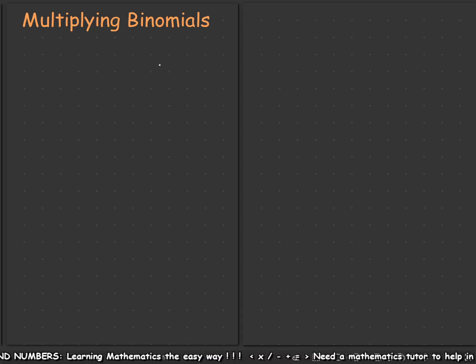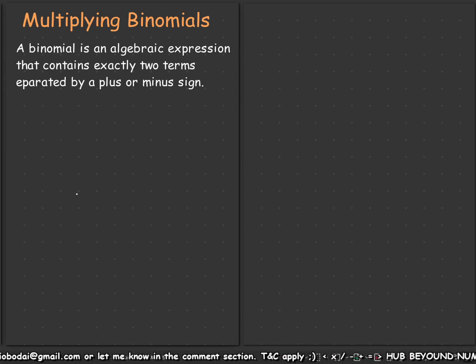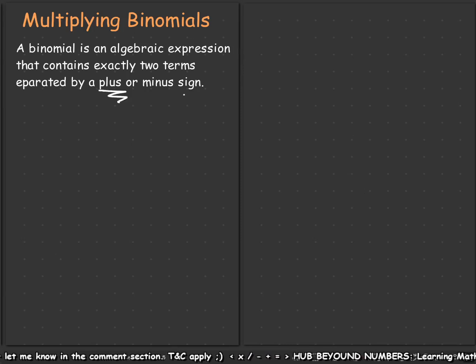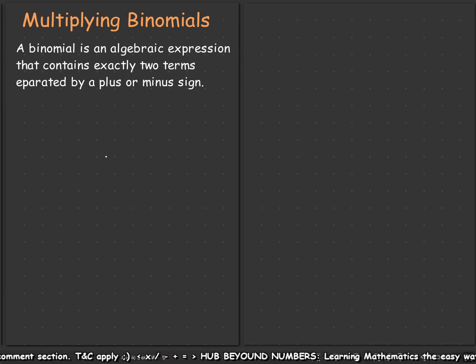This is the algebra playlist and we are looking at multiplying binomials. In our earlier lesson, we said a binomial is just an algebraic expression that contains exactly two terms. We know it is a term if it is separated by what? Plus or minus. All right. So this was what we talked about in our previous lessons.